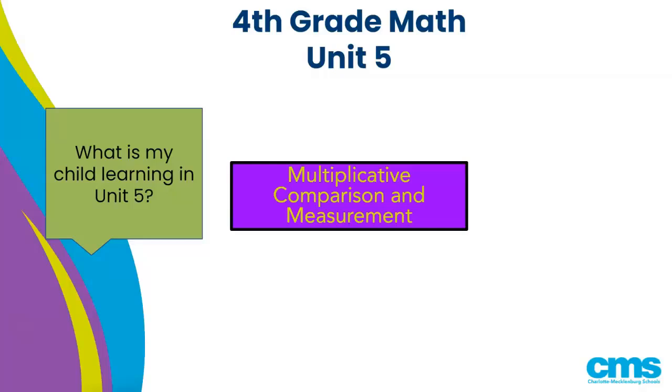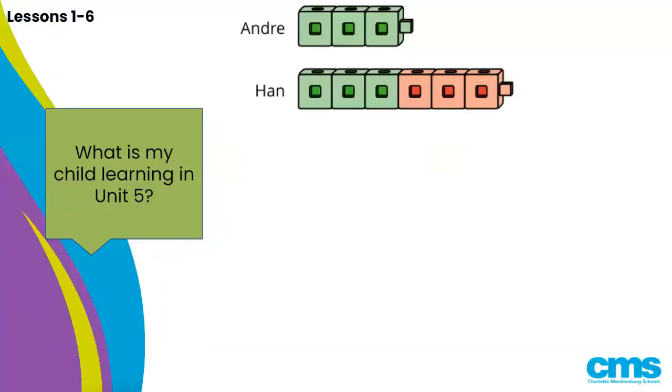Previously, students related 2 quantities and made an additive comparison where the key question was how many more. In Unit 5, students make a multiplicative comparison in which the underlying question is how many times as much. In this section, students learn to compare 2 quantities in terms of multiplication and to solve multiplicative comparison problems.